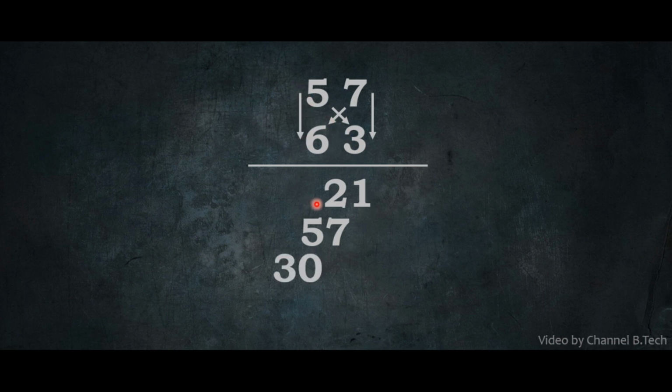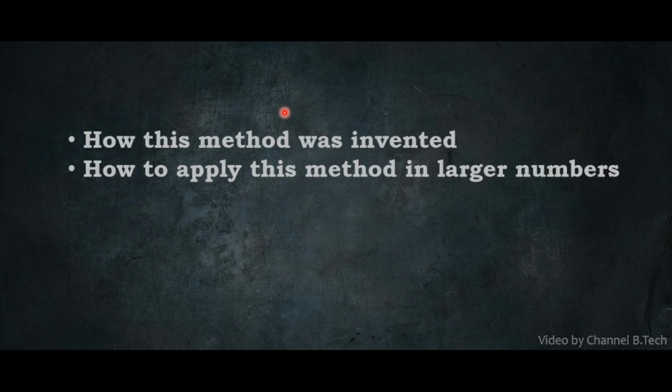We write 30. So see here, I am leaving some blanks here. I will explain why in the later section of this video. We just add these values. We get 3591. So this is one of the simplest methods that can be used to multiply two-digit numbers. So in this video we will be seeing how this particular method was invented, on what basics or what concept were used to find out this method, and we will also see how to apply this method to larger numbers to get the answer.